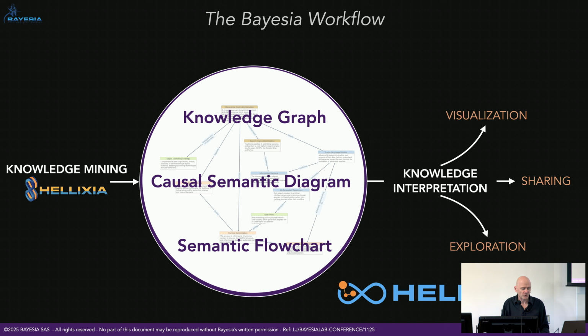You can create these different types of graph within BayesiaLab, but this is also something that you can do now with HellixMap, because we have integrated the HellixMap API within HellixMap, right? So HellixMap is not just for sharing graphs, but also for generating them, right?